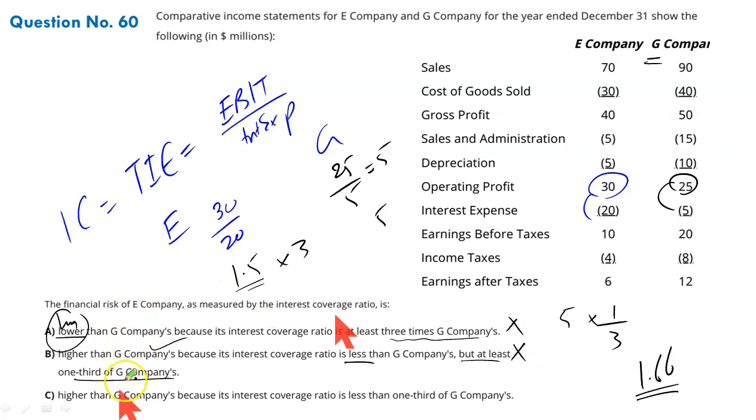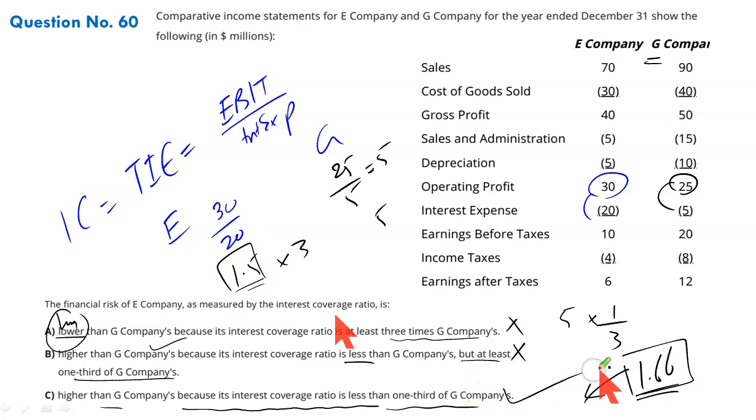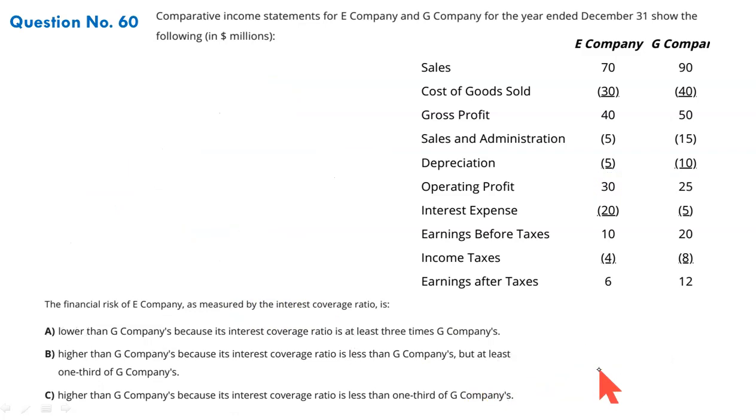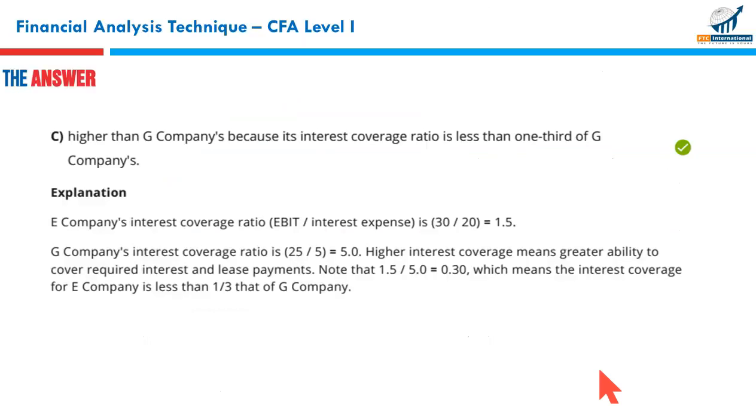Risk for company E is higher, yes, than company G, because its interest coverage ratio is less, yes, compared to 5 versus 1.5. And it is less than 1/3. Yes, it is less than 1/3. 1/3 is 1.66, and it is even lower than 1.66. Why? Because it is 1.5. So without doubt, C is the right answer. The question was easy. He was just trying to confuse you through wordings. C is the right answer.